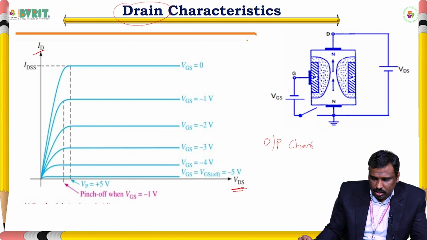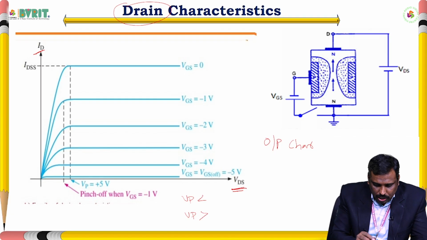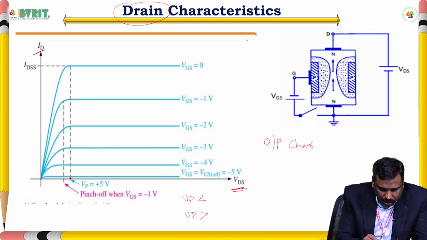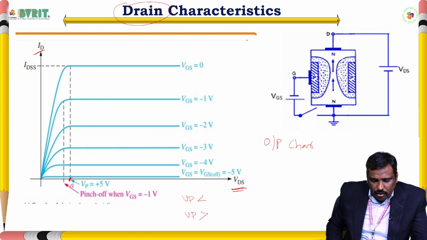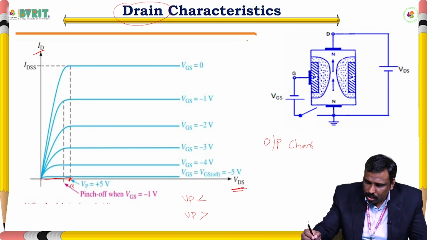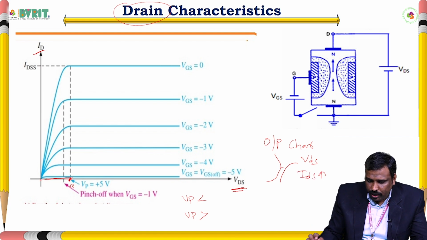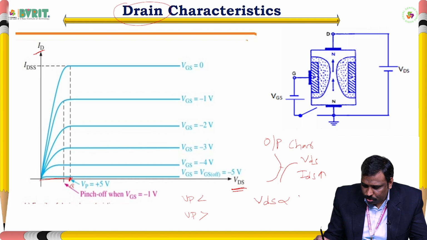Already I told that there are two cases: less than pinch off voltage and greater than pinch off voltage. Assume that this is the pinch off voltage, VP. Up to this level, the channel is wedge shaped, and its width changes with respect to VDS. As VDS increases, the IDS increases, where VDS is directly proportional to IDS.